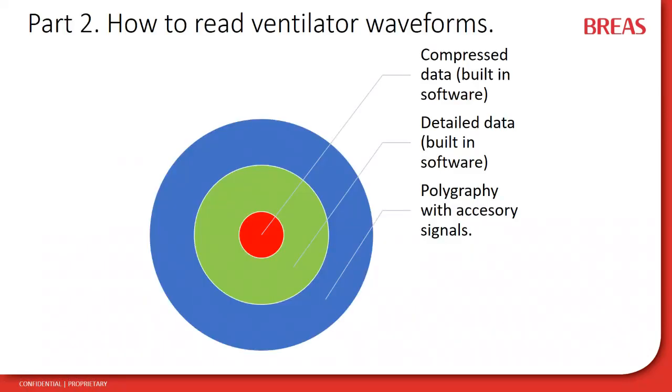Okay, after these concepts, how can we read ventilator waveforms? We have several kinds of data available. We have compressed data coming from the built-in software, we have detailed data, and we have polygraphy with accessory signals.